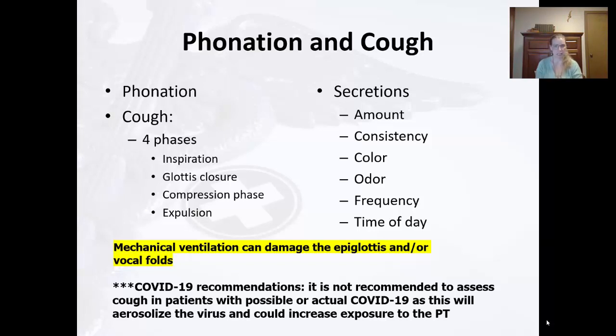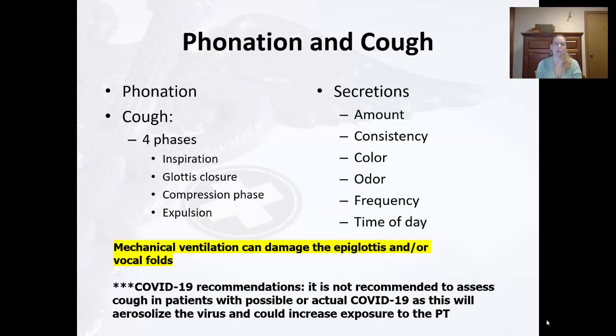What's the consistency of the mucus? What's the color? Do you happen to notice an odor? How often are the patients coughing during the day? Is it just in the morning, or do they cough all the time, all day long? Do they cough at night when they're lying down and trying to sleep? And even if you don't see the secretions, you can certainly ask the patient those questions.